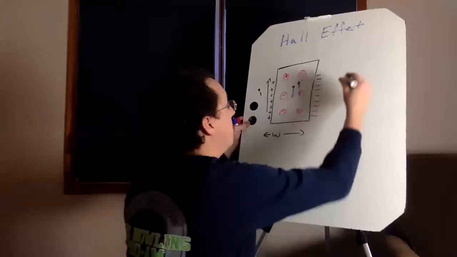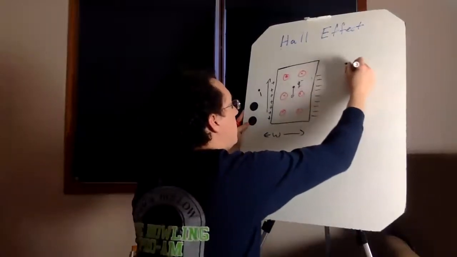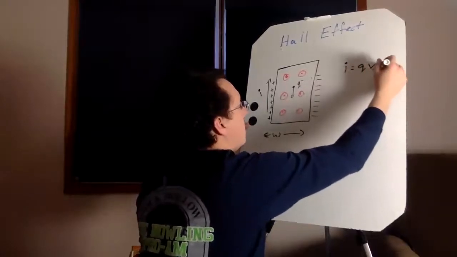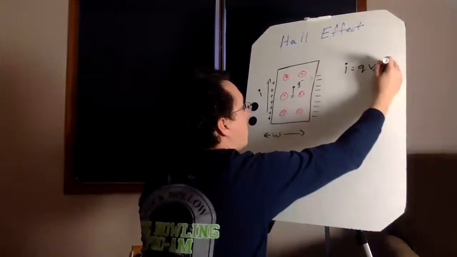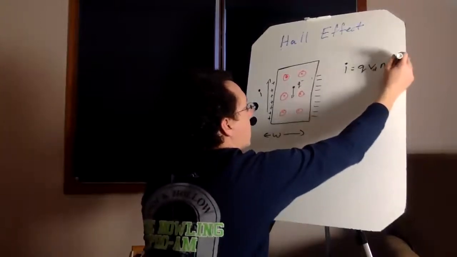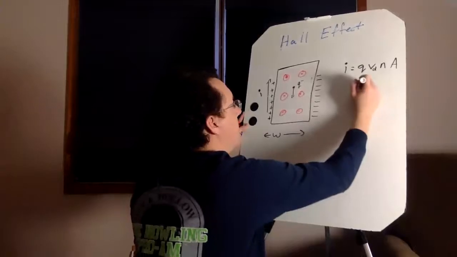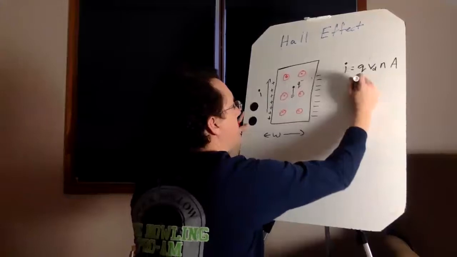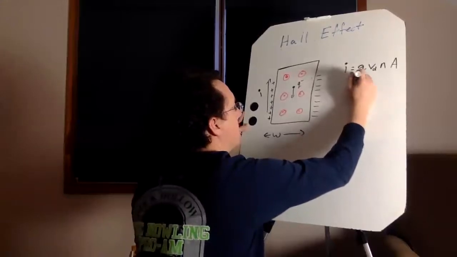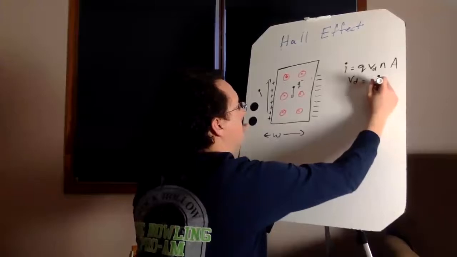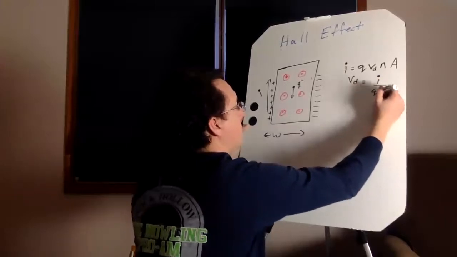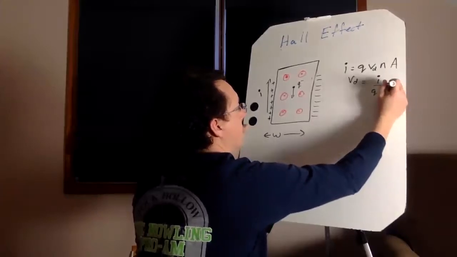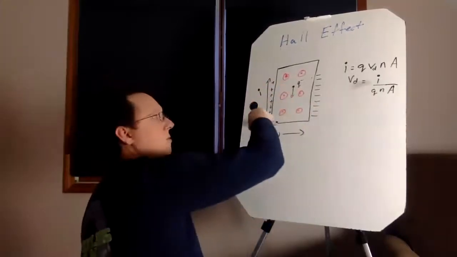The other thing I had, remember, I had that the current equaled Q V drift times the number per unit volume times the area, which means that I could write the drift velocity as the current divided by the charge on each charge carrier times the number density times the area of the cross-sectional slice, which would be into the board as I drew it.